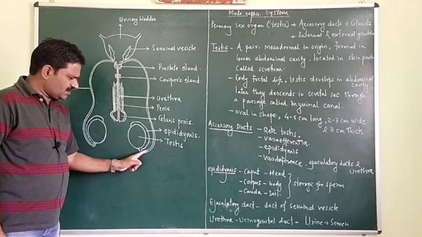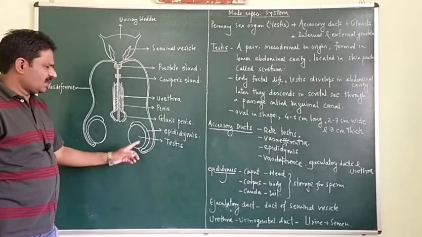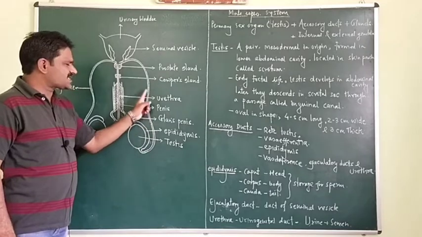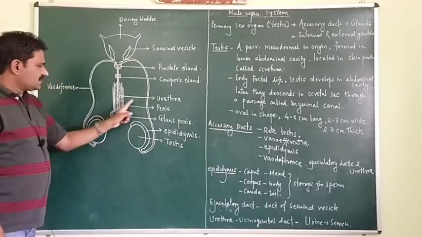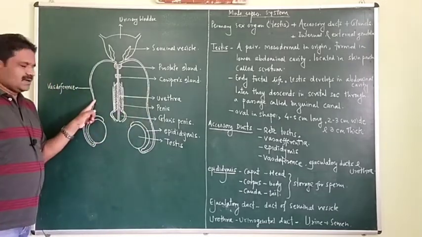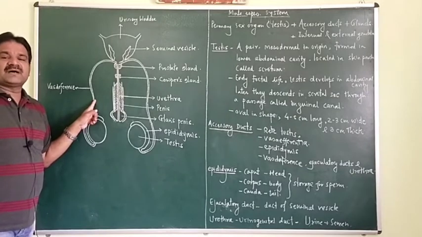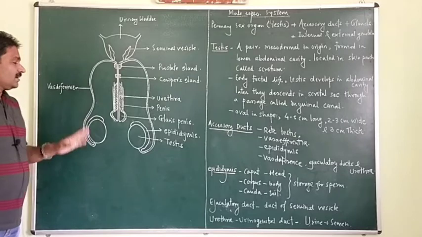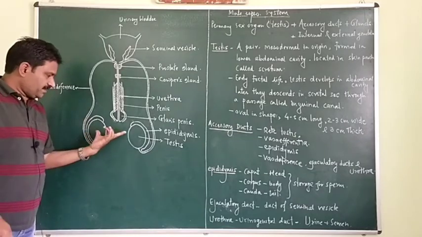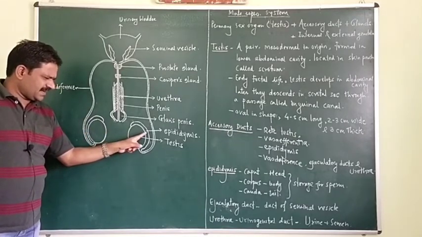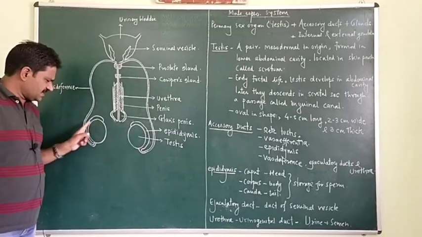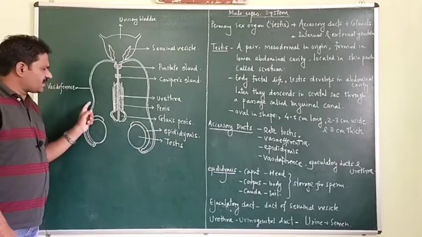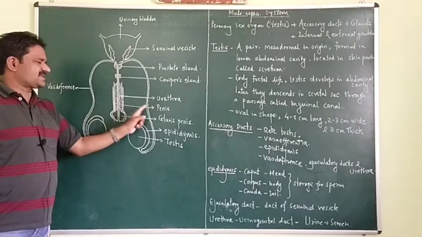Epididymis continues into a muscular duct or a particular tube. That tube is called vas deferens. This is the vas deferens, this is another vas deferens. Both vas deferens are called vasa deferentia. Okay, means now a pair of testes, a pair of epididymis, and a pair of vas deferens.